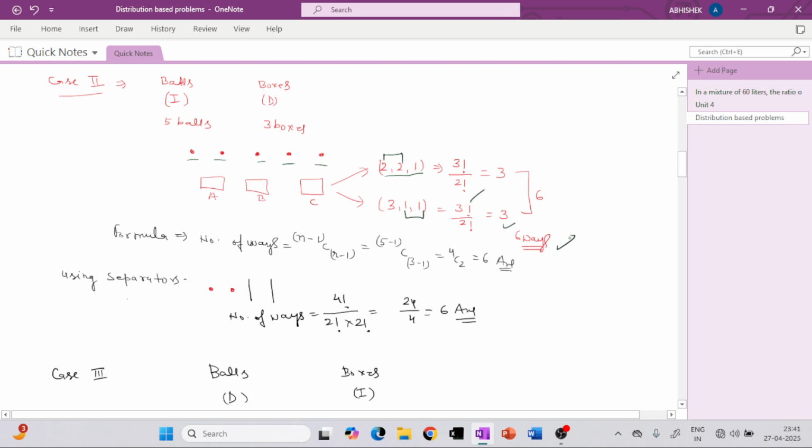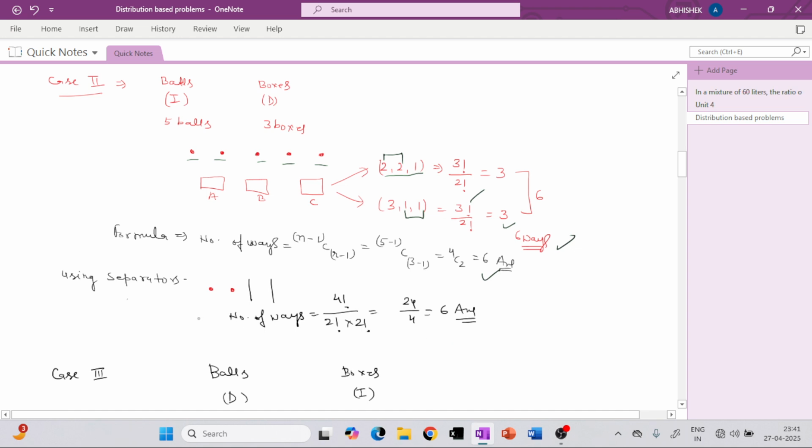Because balls are same, the arrangement of similar things must be removed from it. Similarly, we can use one more formula for it. Number of ways, when n identical things are to be distributed among r boxes, it will be equal to (n minus 1) C (r minus 1), where n is the total number of balls, 5, and r is the number of boxes, 3. So 5 minus 1 C 3 minus 1, it will be 4C2, that is 6.